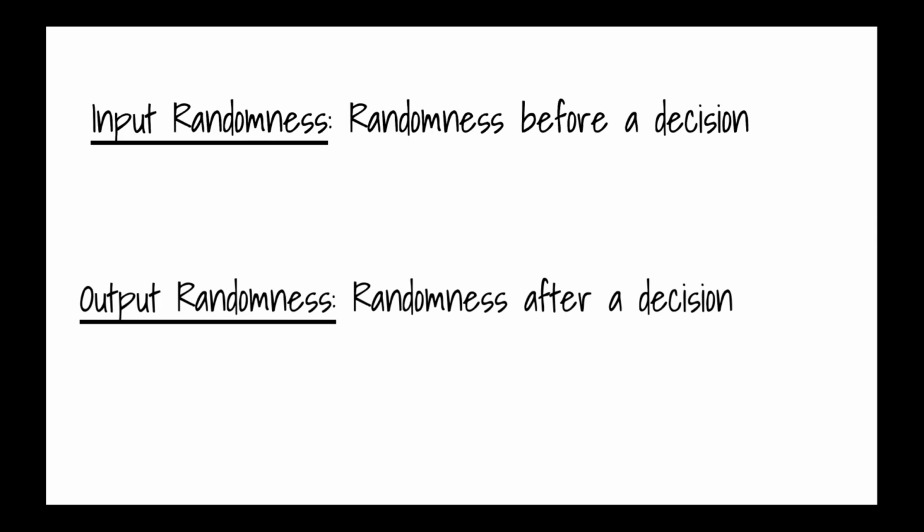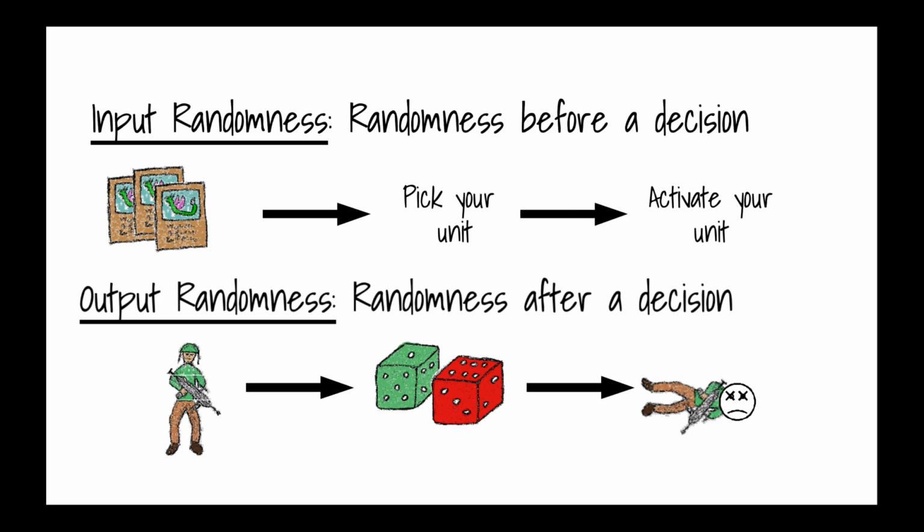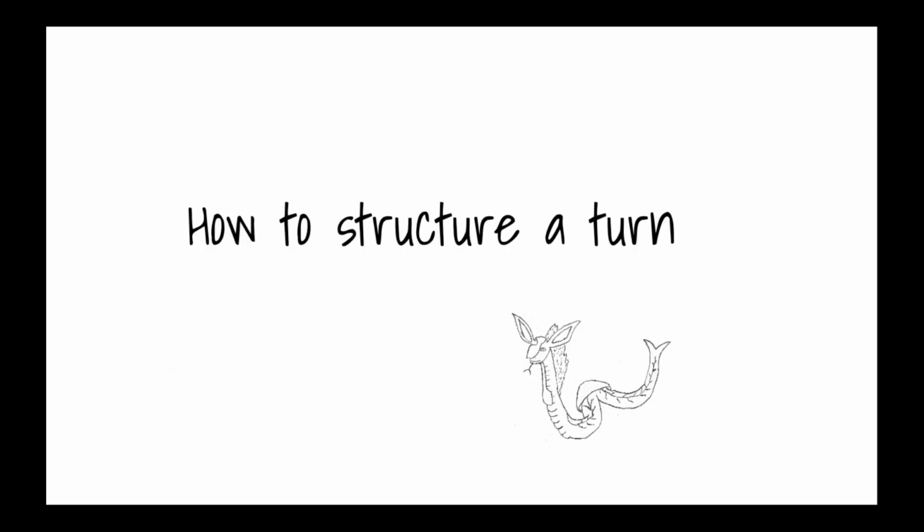Wargames mostly lean into output randomness. You generally declare a unit to attack, and then roll to see the outcome. There are a handful of exceptions, however, such as Undaunted, where the cards you draw at the start of the turn tell you which units can act. But those exceptions are pretty rare, and so I wanted to try that for this game. Okay, so how did I lean into input randomness? Well, I thought for this video I'd talk about how I did that in structuring a turn.